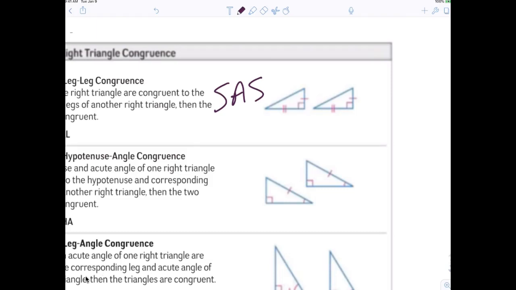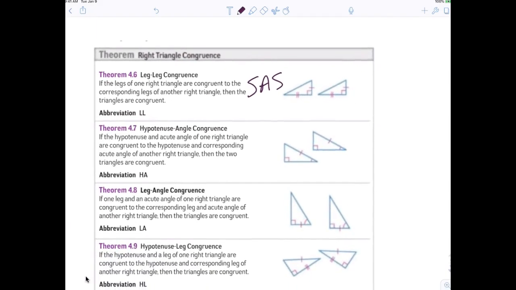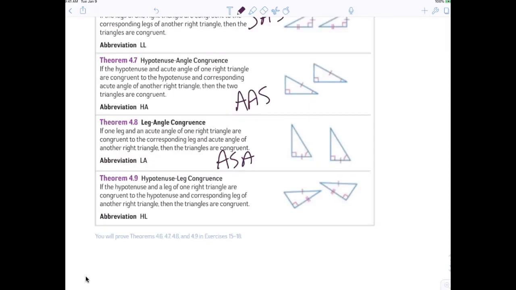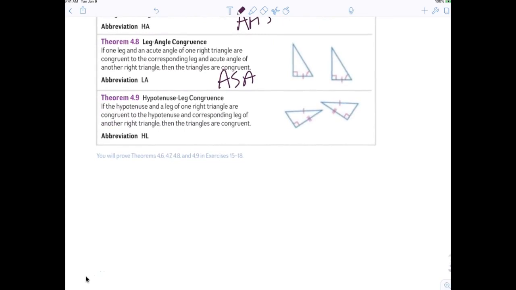Just like for hypotenuse angle. We don't write hypotenuse angle. That is simply angle, angle, side. We're not writing hypotenuse angle. It doesn't make sense. The next thing is not leg angle, but what? Angle, side, angle.